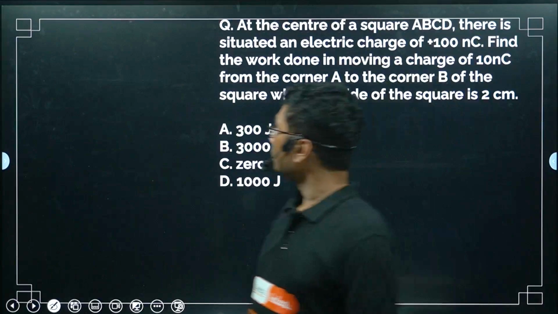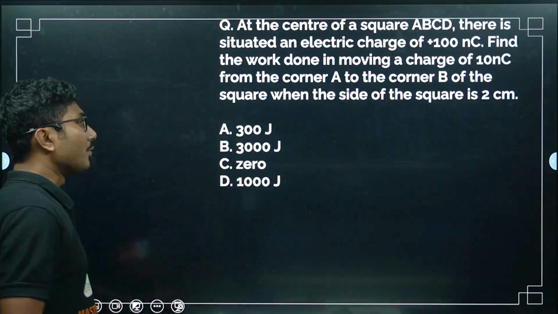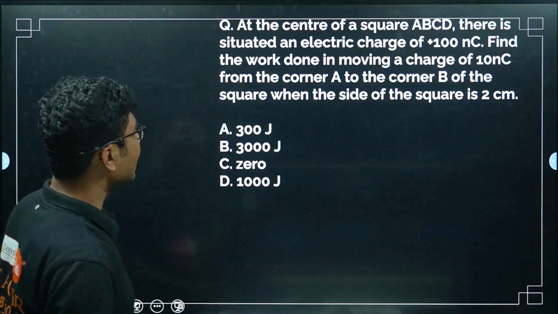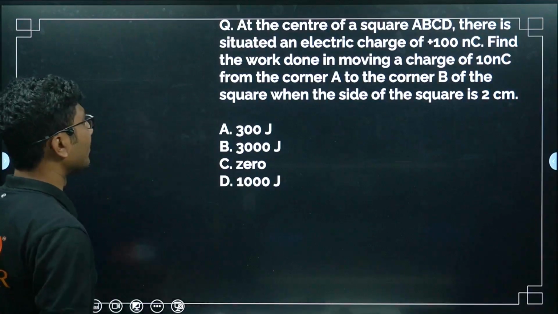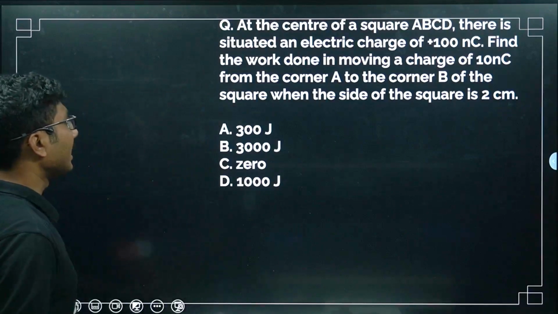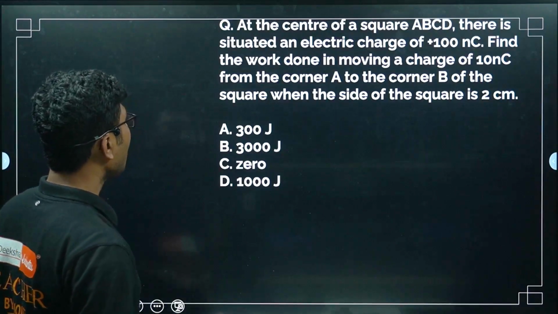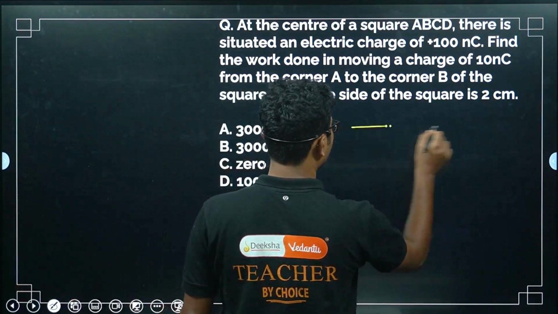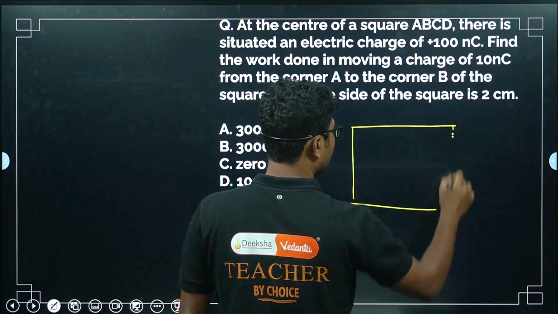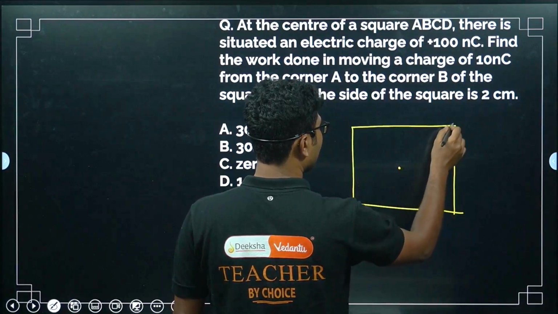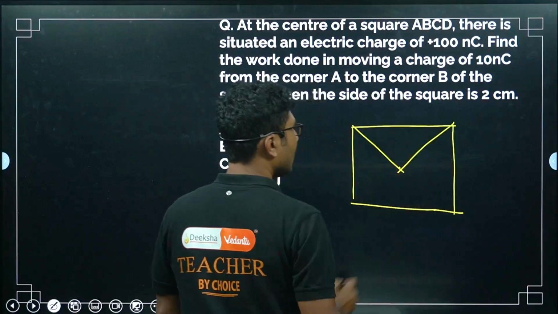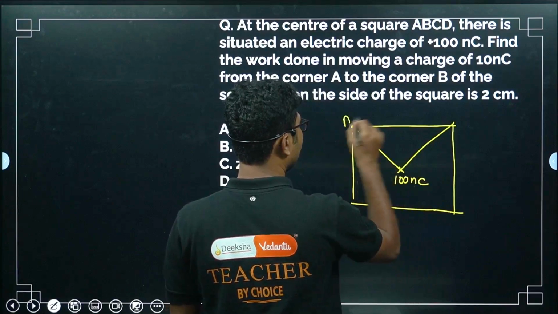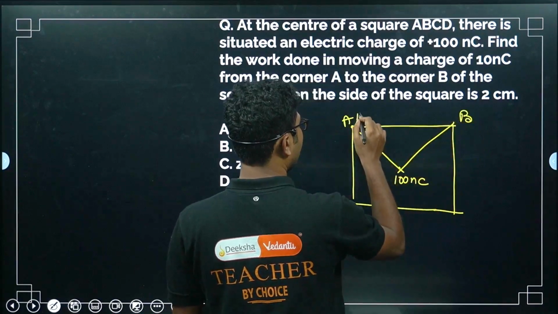Now, at the center of the square ABCD, there is situated an electric charge of 100 nanocoulomb. Find the work done in moving the 10 nanocoulomb charge from corner A to corner B, if the side of the square is 2 centimeters. So, it's a very simple problem. There is a square here. This is a conceptual problem, no mathematics is required. You have kept 100 nanocoulomb here, and you are moving a 10 nanocoulomb charge from here to here.